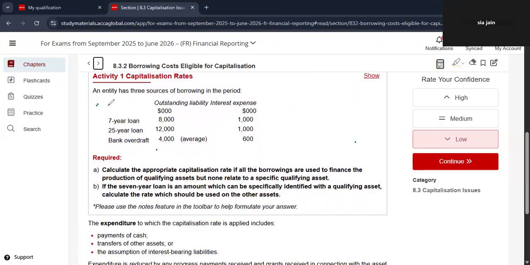An entity has three sources of borrowing in the period: a 7-year loan, a 25-year loan, and a bank overdraft. And these are our loans, and these are the interest expenses which we have paid. Sorry, I am using a laptop, so my drawing may be bad. What we have to do is easy. The formula is very simple. We just use these interest expenses as our numerator, and these loan amounts as a denominator, and we just find a simple average percentage of these. So let's see how they did it.